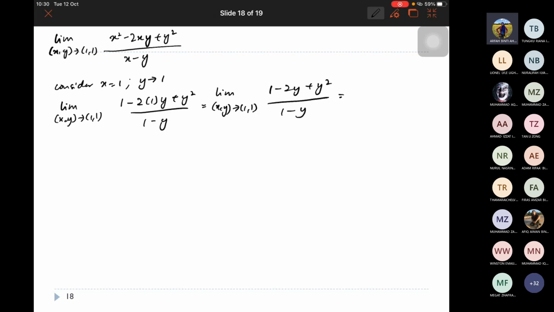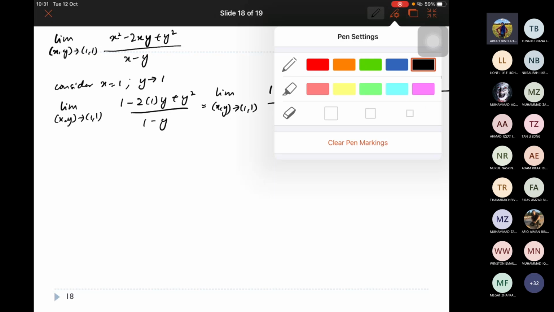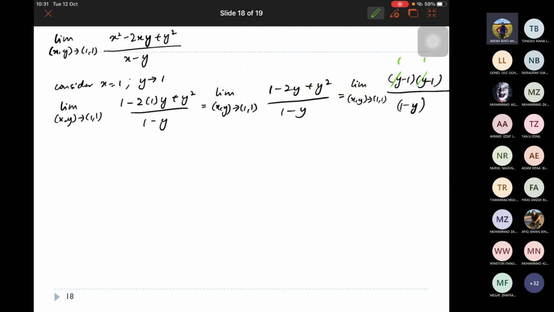So kita boleh simplify this one equal to the limit of xy approaches 1, 1. Y tolak 1, y minus 1 for this one. So dapat y kuasa 2 tolak 2y tambah 1, dibahagikan dengan 1 tolak y. So gantikan nilai y equal to 1, akan dapat jawapan dia sama dengan 0.